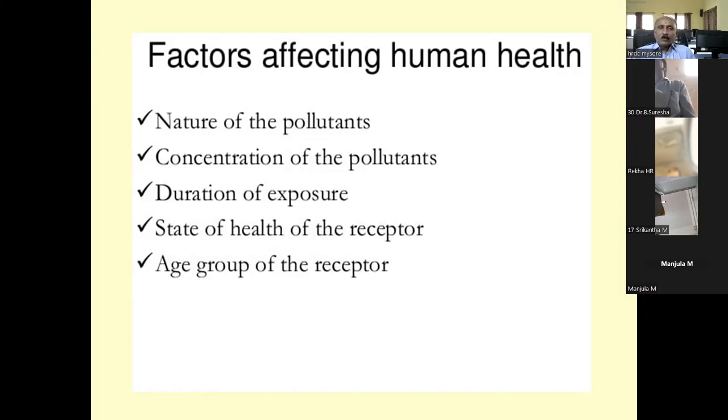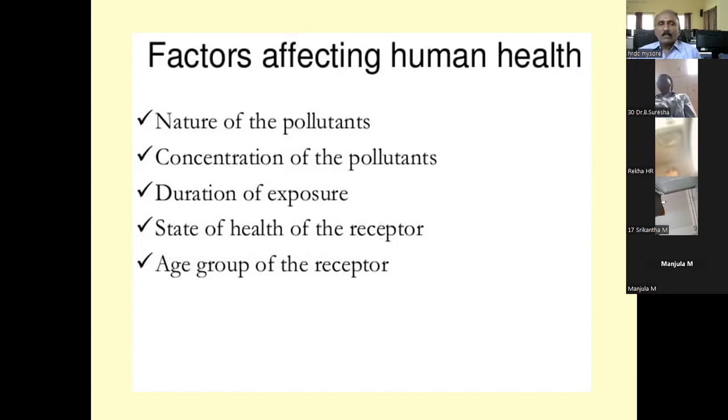Then, for how long these pollutants are going to be present in our environment, and for how long you have been exposed, is also going to determine human health. For how long you are exposed is called the duration of exposure, the periodicity for which an individual is exposed.